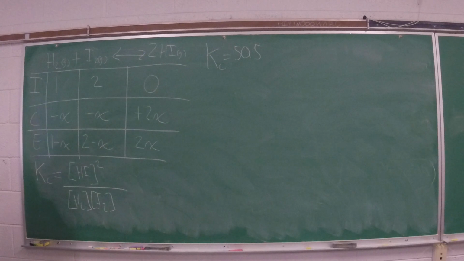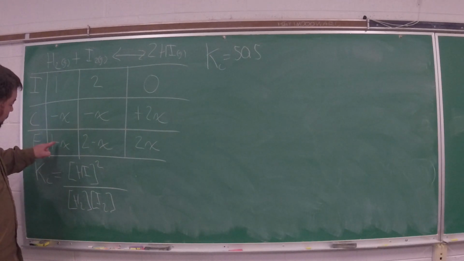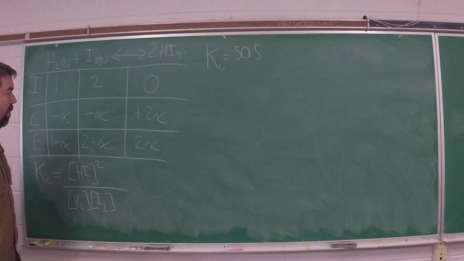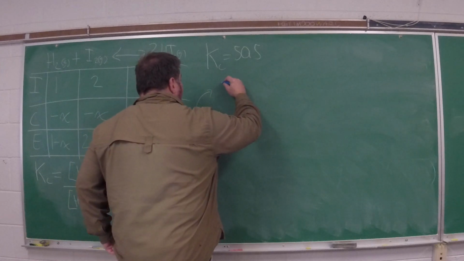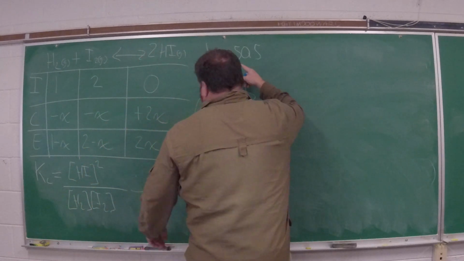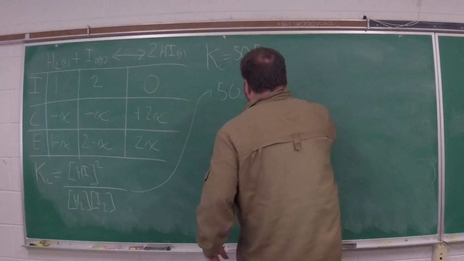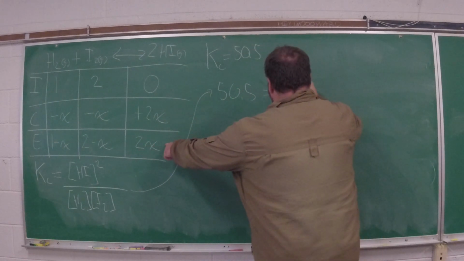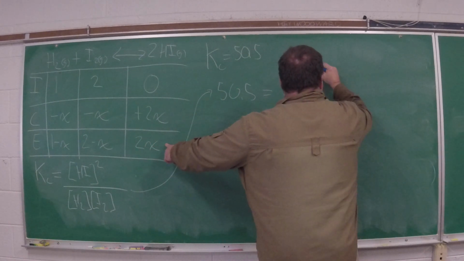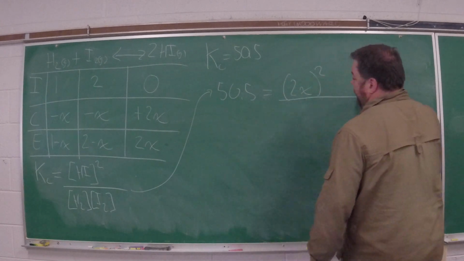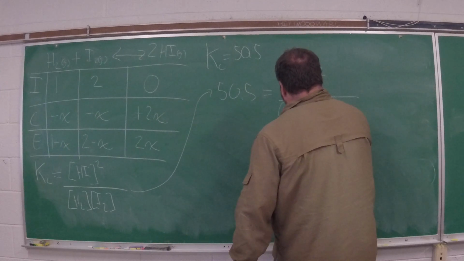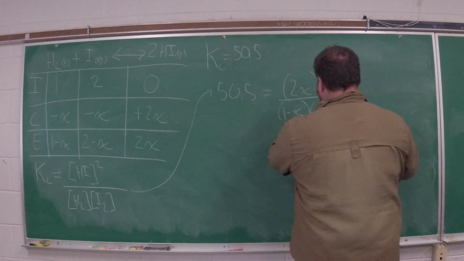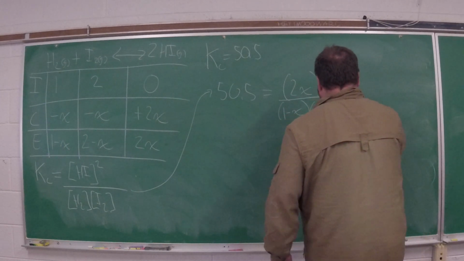Like that. Now I'm going to stick my concentrations into the equilibrium expression. Okay? I'm going to stick everything in. So my Kc is 50.5 equals, for concentration of HI, I'm going to have (2x) squared. And then in the denominator, what am I going to have? I'm going to have concentration of H2, 1 minus x, times concentration of I2, which is 2 minus x.